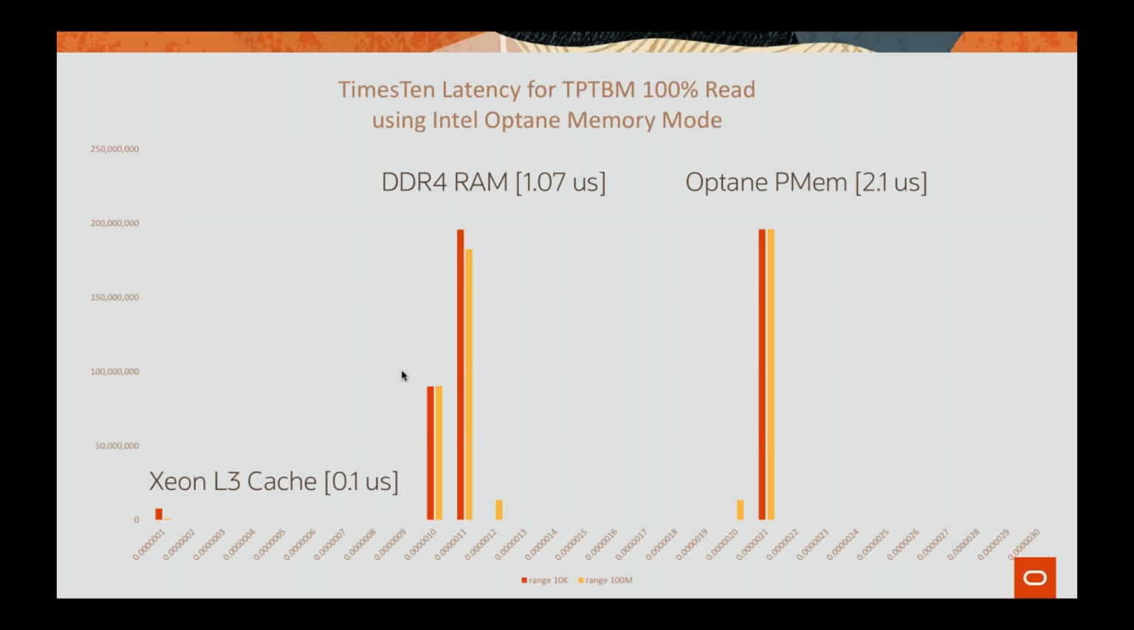So when I used this histogram, I basically got 3 areas of activity. The first area of activity was at 0.1 microsecond. So we got hits there when we're hitting the L3 cache of the Intel Xeon CPU. The second area of activity was between 1 to 1.2 microseconds.